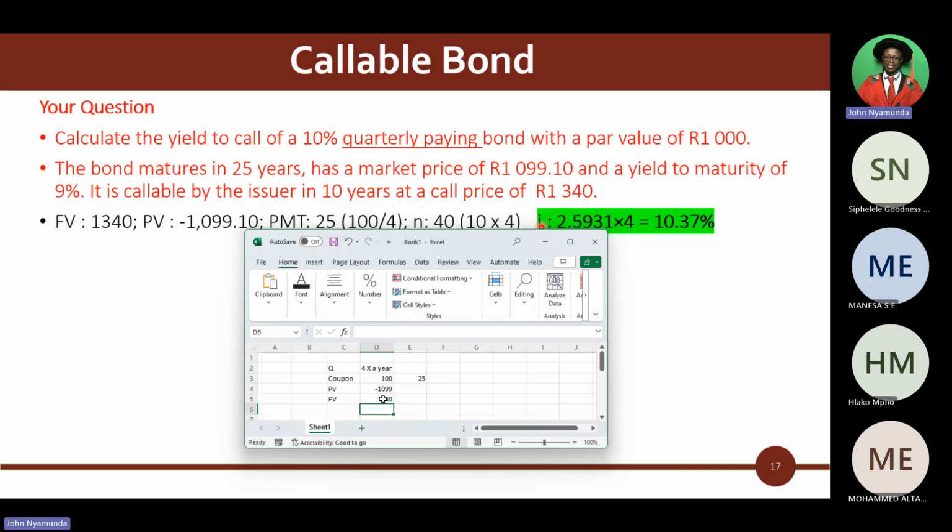Okay, so what's left? We don't have our N. Our N, because it's a quarterly bond, is callable in what? 10 years. So we say equals 10 years times 4 because it's a quarterly bond, 40.